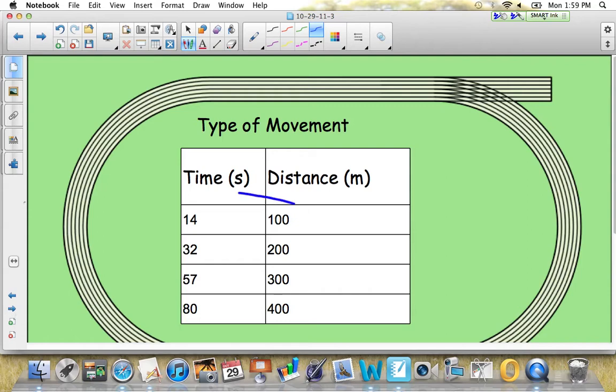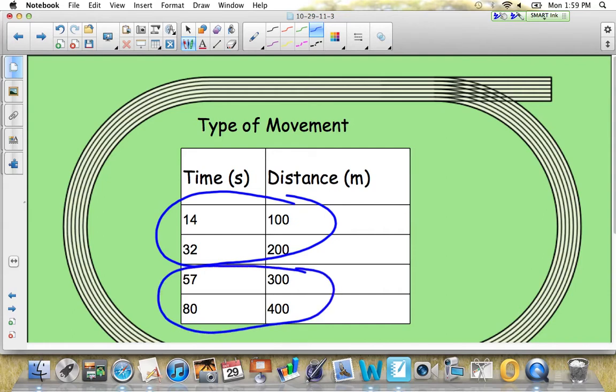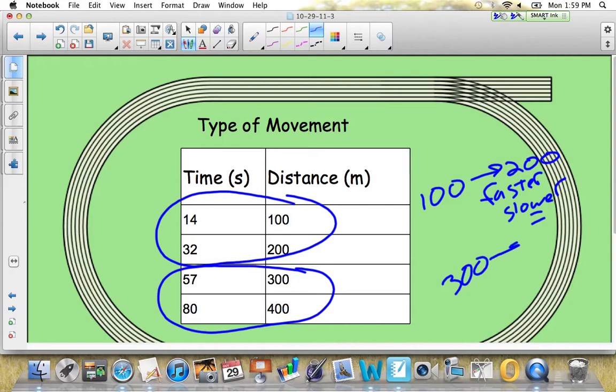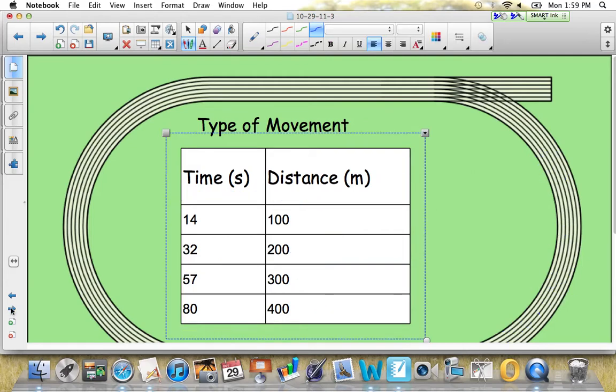So essentially we might be comparing how much your speed changed from here to here compared to how much your speed changed from here to here. So in other words, from 100 to 200, is that faster or slower or equal to from 300 to 400? I could even compare 100 to 400 versus 200 to 300. I could compare any 2 points that I want to. It doesn't matter which ones that I choose to do.